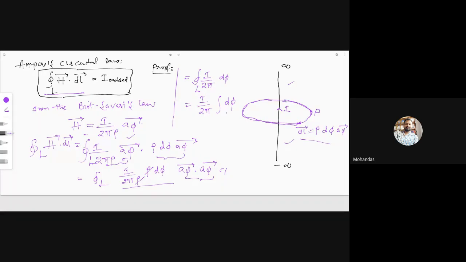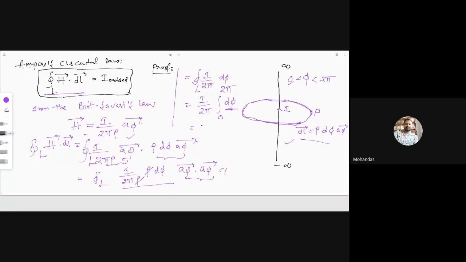What are the limits for this d phi here? What is the range of phi in the cylindrical coordinate system? We already discussed the range of rho, the range of phi, and the range of z. Now, what is the range of phi? Phi is ranging from 0 to 2 pi, so you should take the limits 0 to 2 pi.